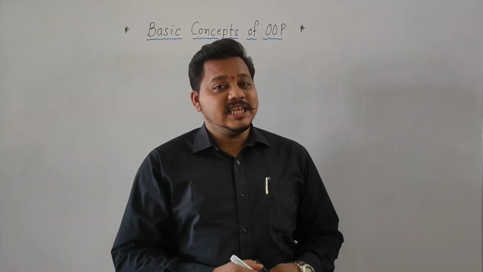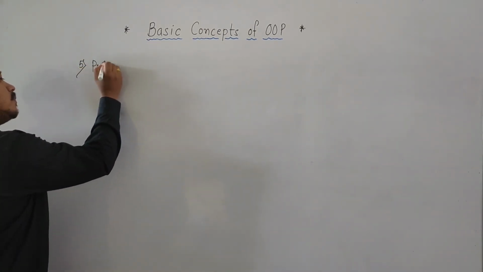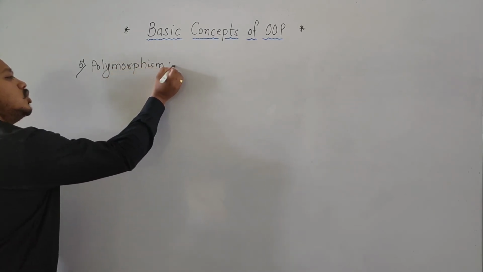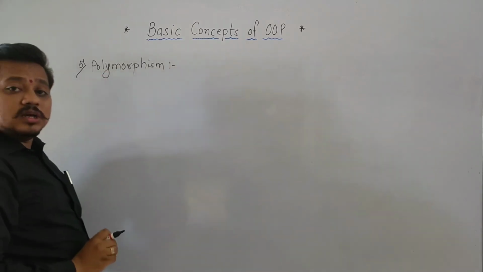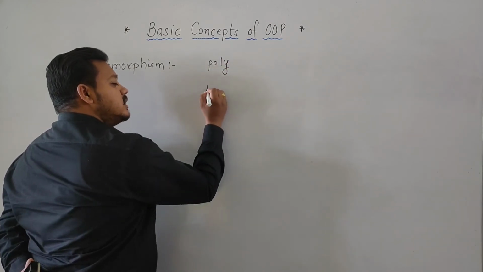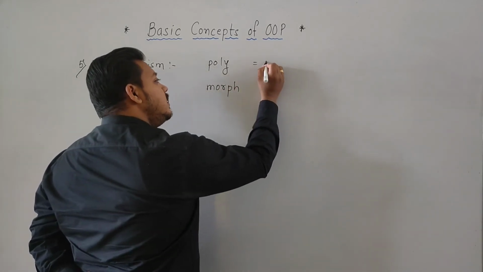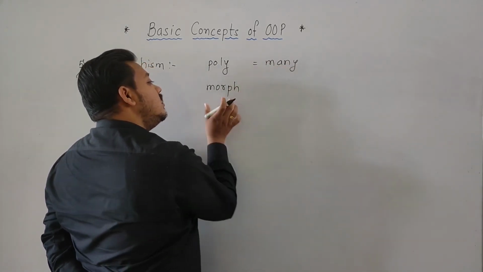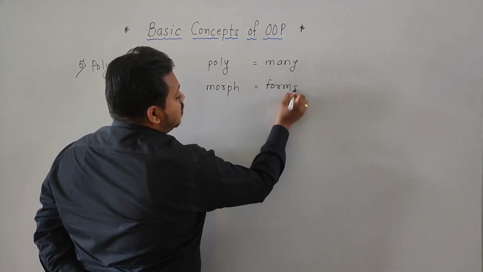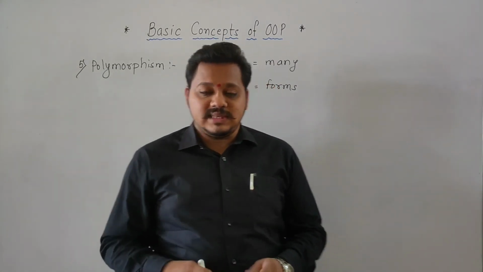So the next basic concept of object-oriented programming is polymorphism. Students, this word polymorphism is a combination of two words. The first word is poly and the second word is morph. The meaning of poly is many, and the meaning of morph is forms. So what is the meaning? Many forms. So students, let's take a real life example.